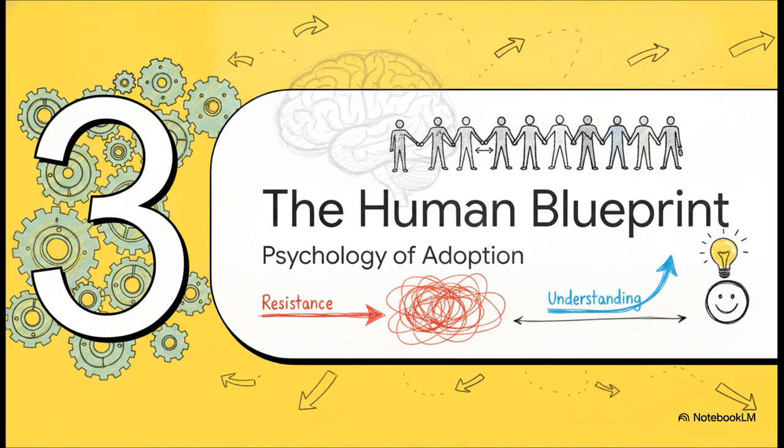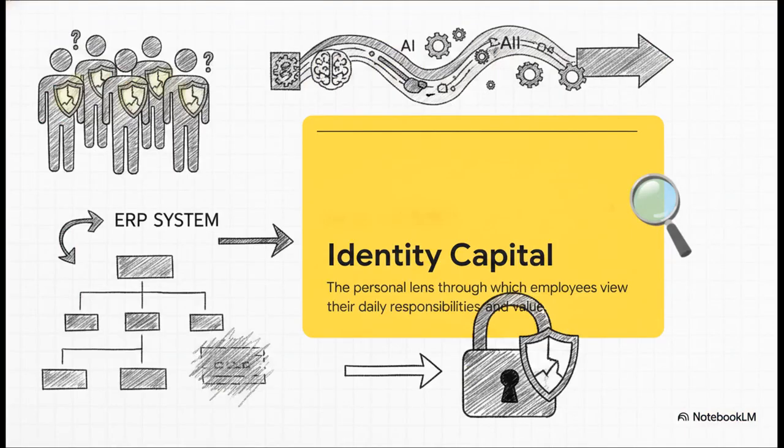The Human Blueprint. We now pivot from technical architecture to the psychological reality of adoption. Protecting identity capital. Successful change management efforts are rarely won or lost on technology alone. They succeed or stall based entirely on how well employees understand what is changing and how it affects their daily execution. We must position user resistance not as an inherent cultural flaw, but as an acute information problem that executive leadership has failed to solve.